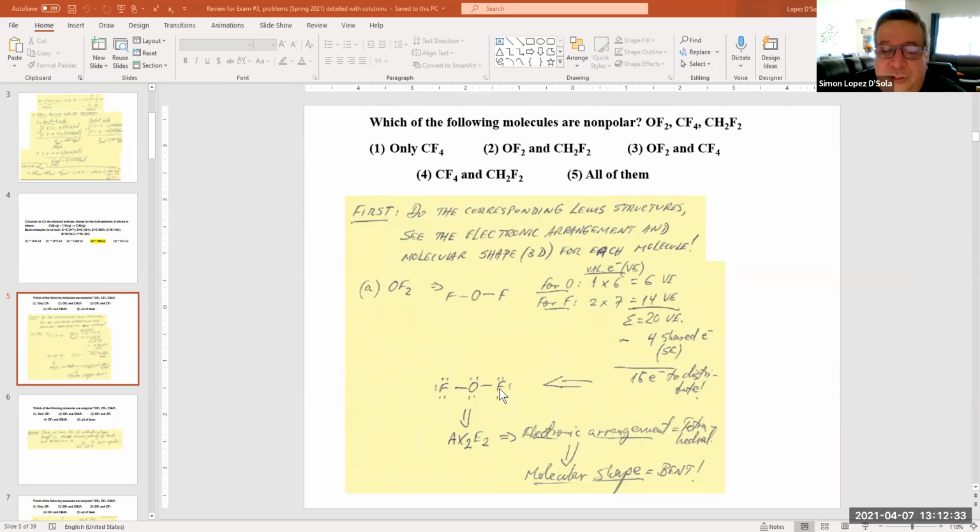So after you have that Lewis structure, remember both atoms, the oxygen and the fluorine, belong to the second period. Then you go for the electron arrangement or geometry, and that belongs to the formula AX2E2. A is the central atom oxygen, X2 are the peripheral atoms, in this case 2 fluorines, and E2 because the central atom has 2 lone pairs. For any AX2E2, the electronic arrangement or geometry is tetrahedral.